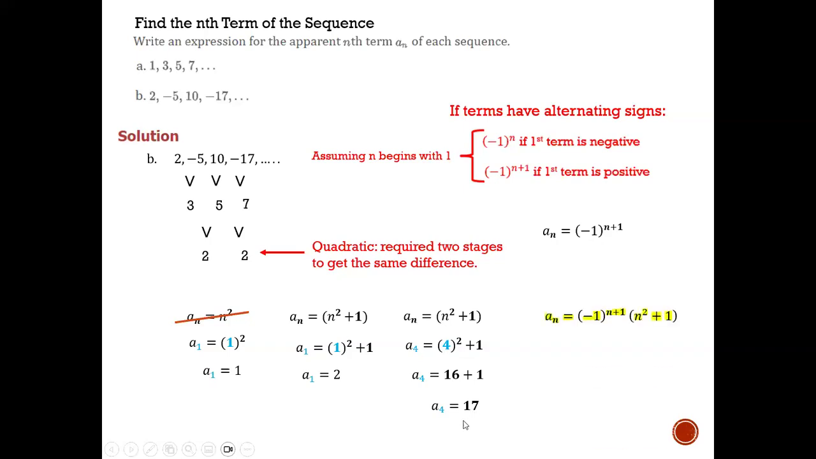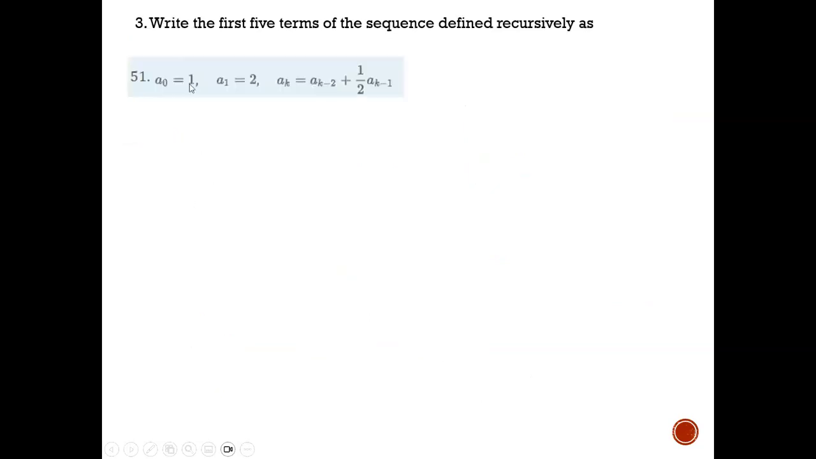So that works. So I'm going to use n squared plus 1 in my expression along with negative 1 to the n plus 1. That's going to give me the alternating signs starting with the first term positive. So that should be the expression that I use for this one. So again, if you need to write an expression for the nth term of a sequence, start by looking at the differences amongst the terms, and how many differences it takes determines the type of equation. You can play with that.